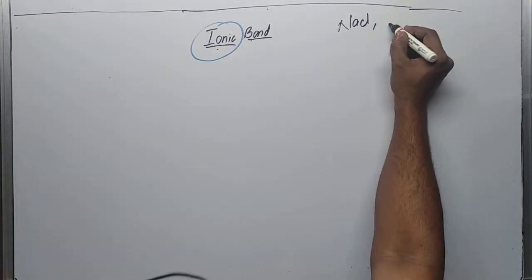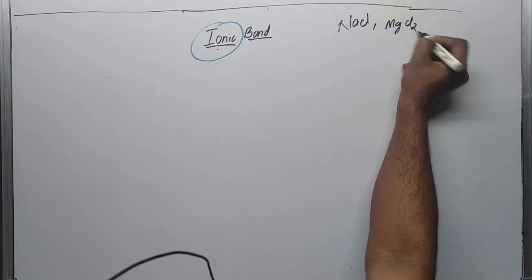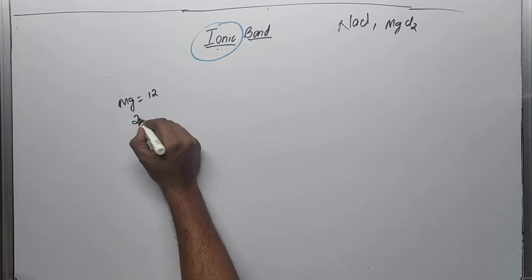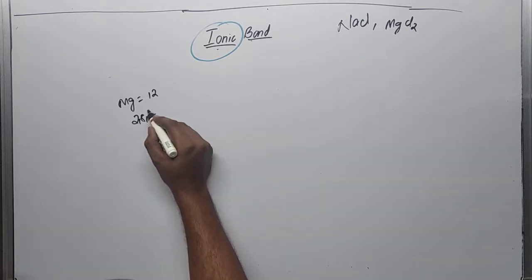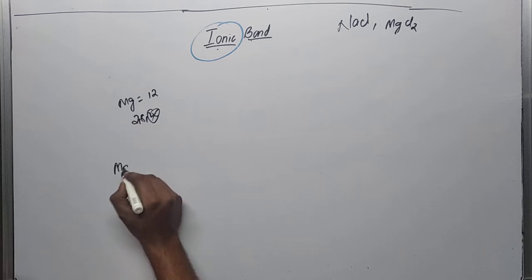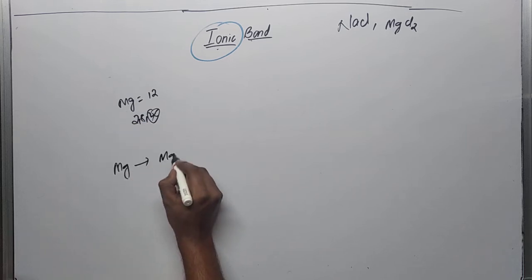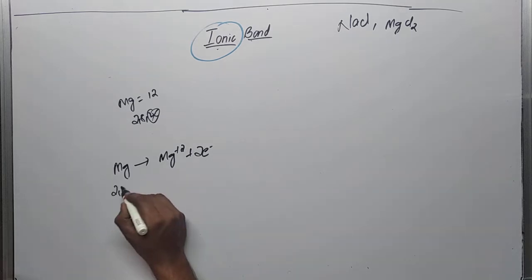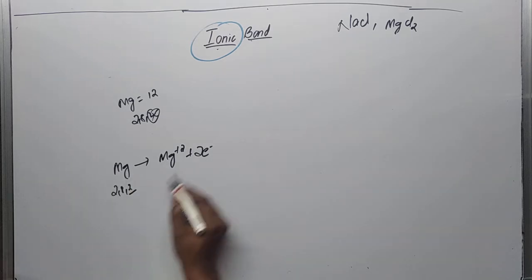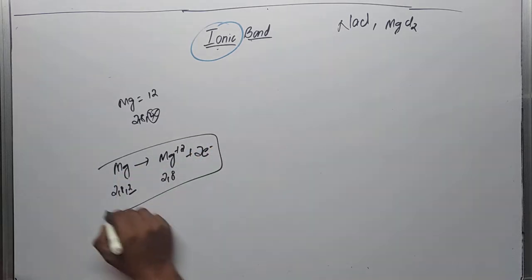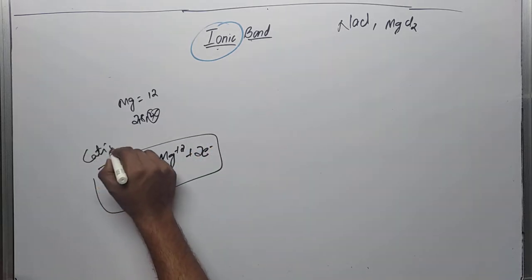So now the second one is MgCl2. Simple, magnesium atomic number is 12, so you can write 2 8 2. It has 2 electrons in the last shell, so we have to remove these 2 electrons. Now it will form a cation. Mg will become Mg plus 2, plus 2 electrons. Previously it had 2 electrons in the last shell, now the 2 electrons are removed and it has 8 electrons. So it forms a cation.